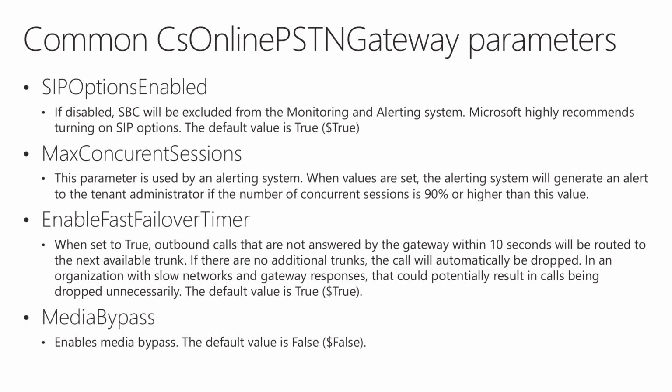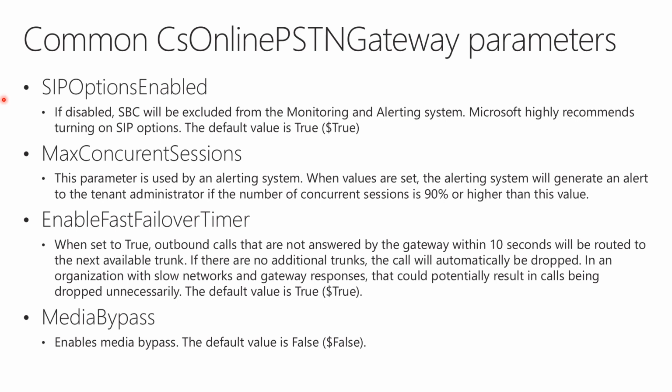Some other common parameters that we use, SIP options enabled. This should always be true, and it is true by default, because SIP options is a polling mechanism that we use to ensure that the gateway is still alive and well. If we turn off SIP options, we don't really have a way to monitor and alert whether the SBC has gone offline or not. So it's always a good idea to keep these enabled.